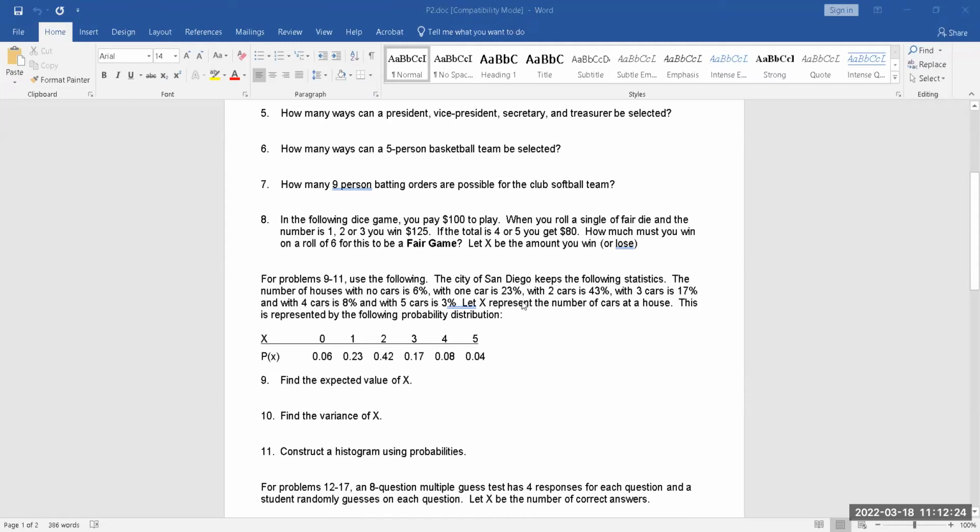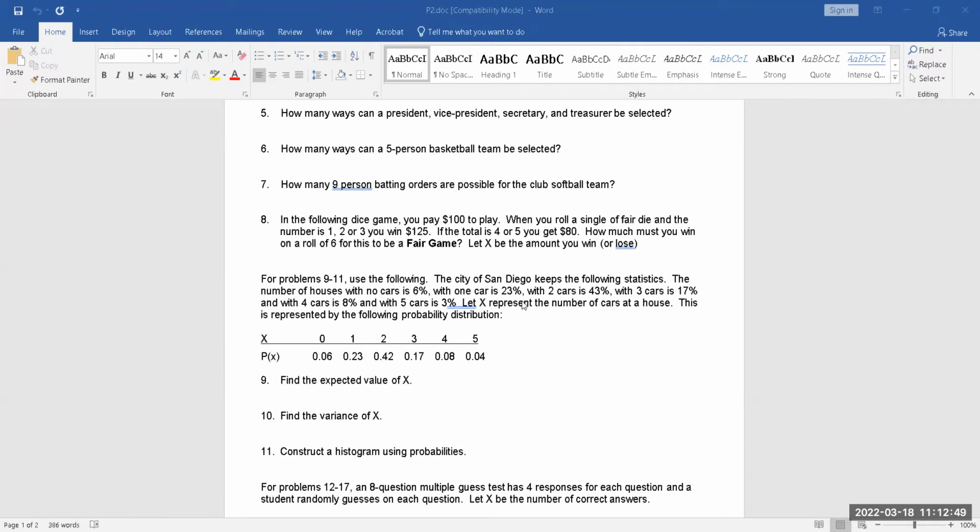So this one here is, we're going to play the roll of the die. Now, we want to make it a fair game. Games aren't fair unless you make them fair. So you're going to pay $100 to play. It's only a fair game if on average you walk away $0 richer, $0 poorer, which means you have to win some of the time, obviously, because you're paying $100 to play.